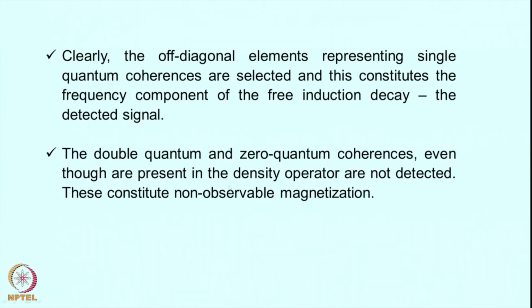So if you have to observe this, you will have to convert this into observable magnetization by some tricks, and this of course one will do all the time when we actually do multiple pulse experiments. So the take home message here is, when you want to measure the x component or the y component of the magnetization, you will only collect the single quantum coherences. You will not collect the zero quantum coherences or double quantum coherences or even the populations.